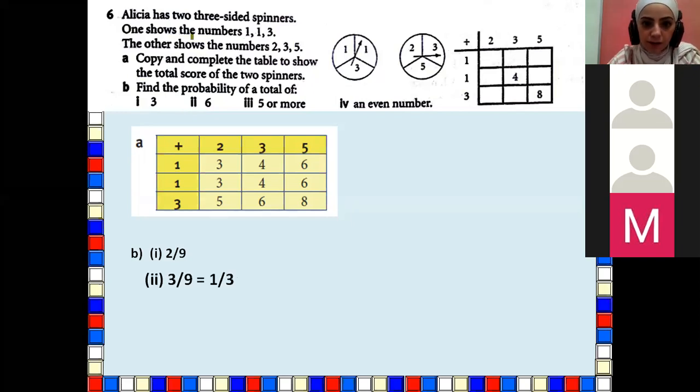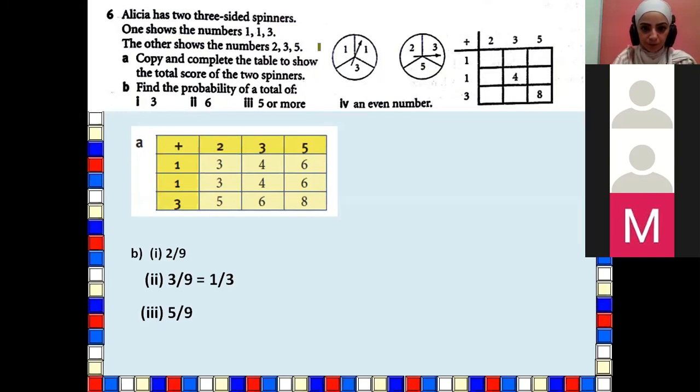Thank you. The last 2 questions, Ragad, again. Find the probability of total 5 or more. It is 5 out of 9. Yes, we have 5, three 6s and the 8, so all of them is 5 out of 9. And the last part, an even number.